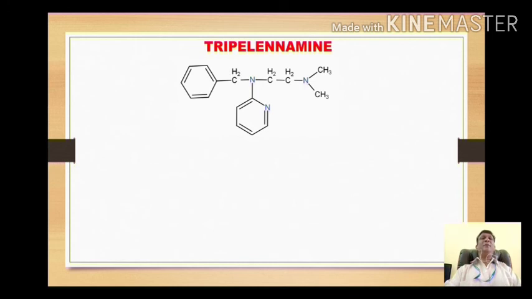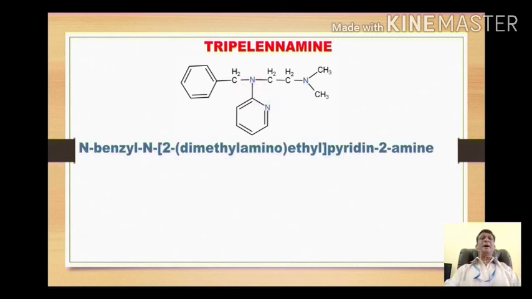So this is the structure of TRIPELENNAMINE. If we look at the name and the structure, we can guess some structural features. For example, this T here stands for this toluene-like structure, and this PIR stands for this pyridine-like structure, and this ene stands for ethylene, a 2-carbon chain, and amine stands for the amino group. Its IUPAC name is this one.